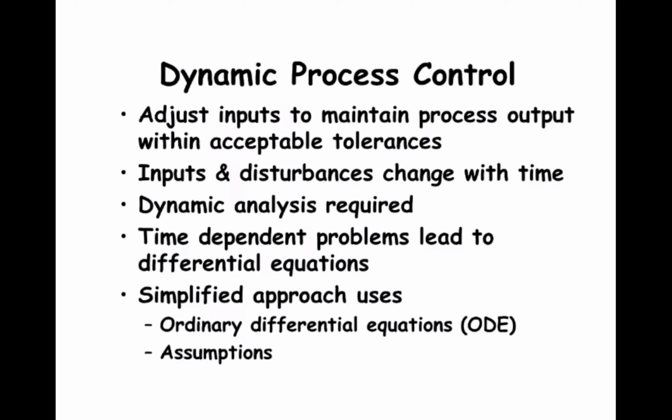The goal of dynamic process control is to adjust inputs to maintain process output within acceptable tolerances. Inputs and disturbances might change with time, and process control must deal with these input changes. For a fluid heater, which can be a water heater, the water flow rate and the inlet temperature might change with time. The ambient temperature could also be a factor that affects the output.